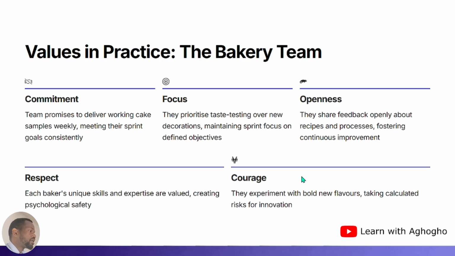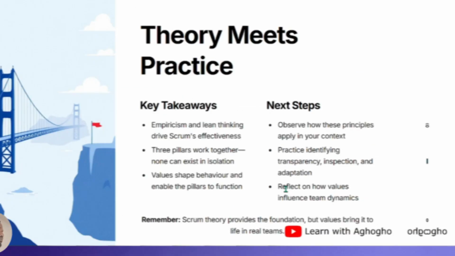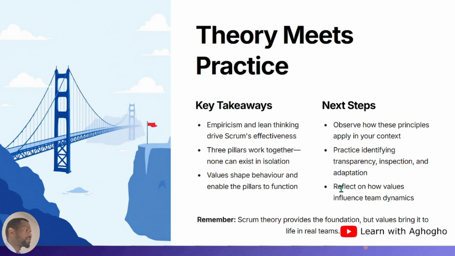Encourage. They experiment with bold new flavors, making calculated risks for innovation. Theory meets practice. Key takeaway. Empiricism and lean thinking drive Scrum effectively. Three pillars work together. None can exist in isolation. Values shape behavior and enable the pillars to function.